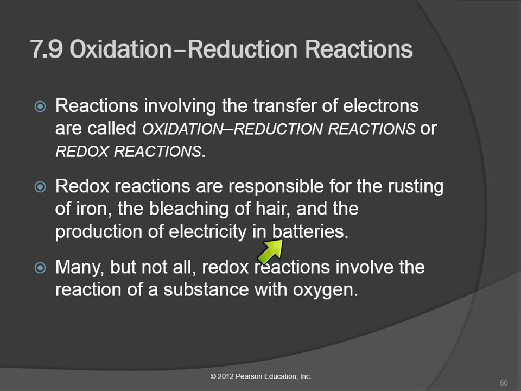If you use anything involving batteries, now most of you have something with batteries in your pocket, right, called a cell phone. The battery operates on an oxidation-reduction reaction.